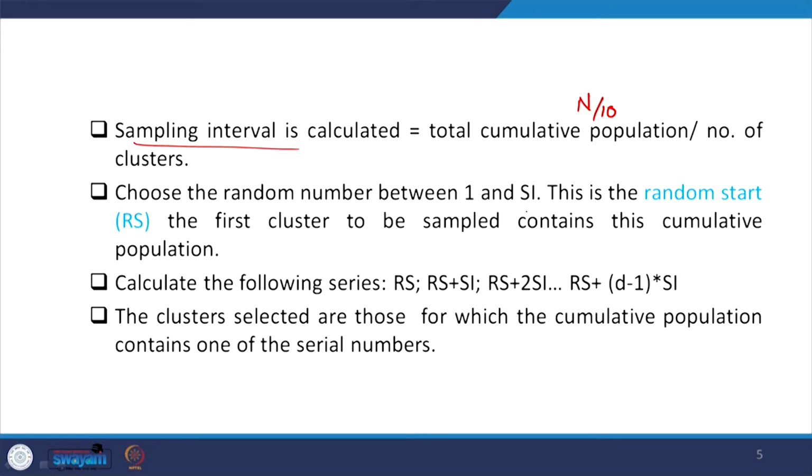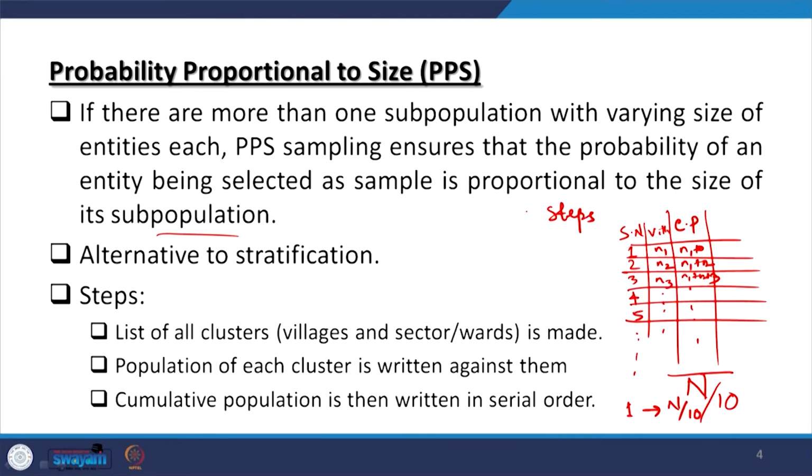The first cluster to be sampled contains this cumulative population. Suppose out of the total population you have got a particular figure, and you find out in which particular serial number it falls. Suppose it falls in serial number 2, not in 1. That is your starting point, your first starting point of selection.